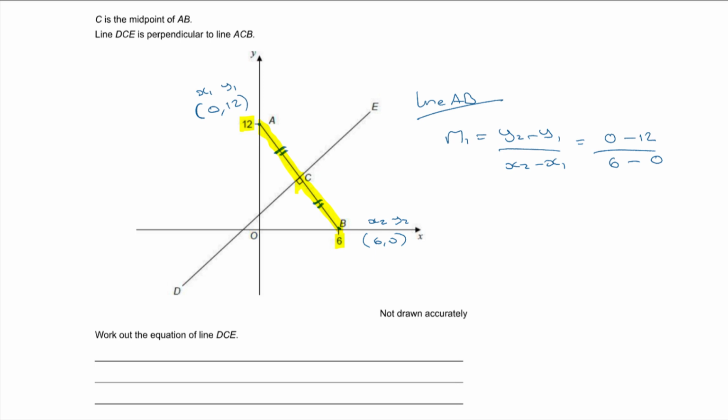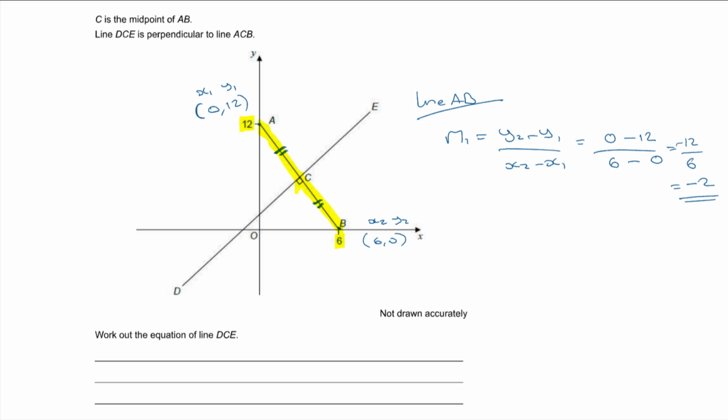Now, does it matter which way round I label x1, y1 and x2, y2? No, but I kind of did it so that the negative sign would end up on the top, because that's just a bit neater. So I've got 0 minus 12, which is minus 12, and 6 minus 0, which is 6, and negative 12 divided by 6, that is negative 2. Okay? So the gradient of my line AB is negative 2.